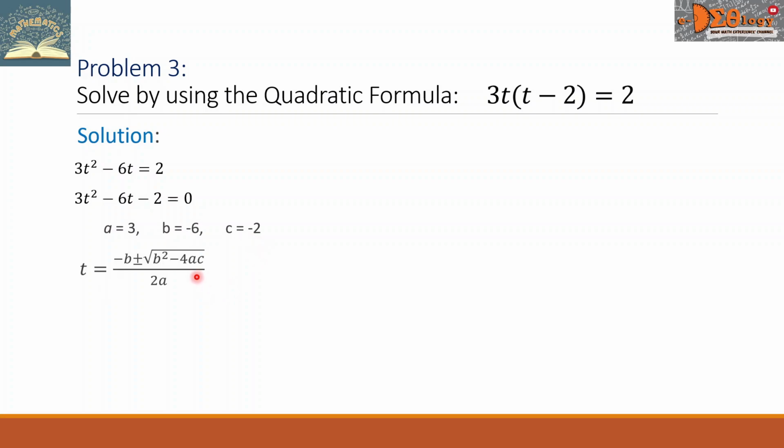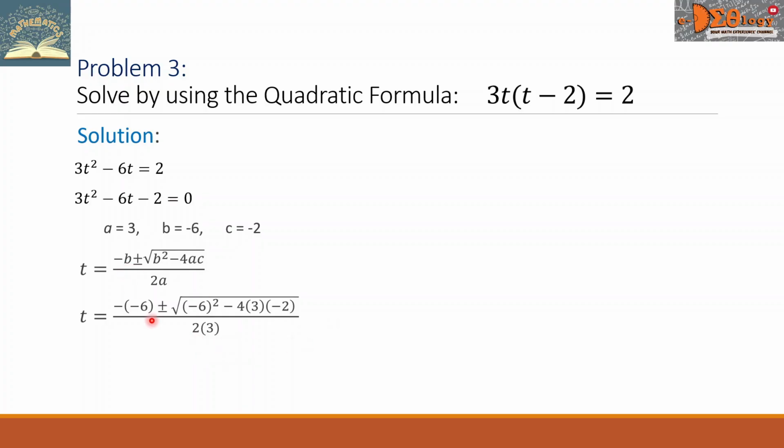This is now the quadratic formula with regard to t. Let us now substitute the values. So we have the negative of negative 6 plus or minus the square root of the square of negative 6 minus 4 times 3 times negative 2 all over 2 times 3.